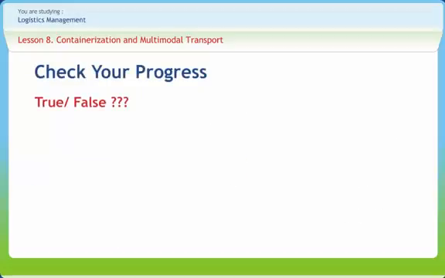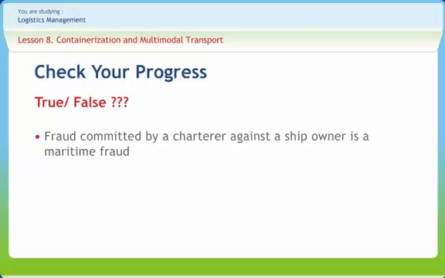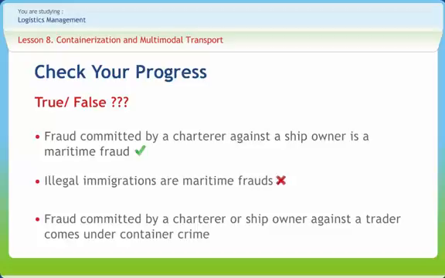Now let us check if the statements given are right or wrong. The first statement says that fraud committed by a charterer against a ship owner is a maritime fraud. Right or wrong? Right. Illegal immigrations are maritime frauds. Right or wrong? Wrong. Third, fraud committed by a charterer or ship owner against a trader comes under container crime. Right or wrong? Wrong.